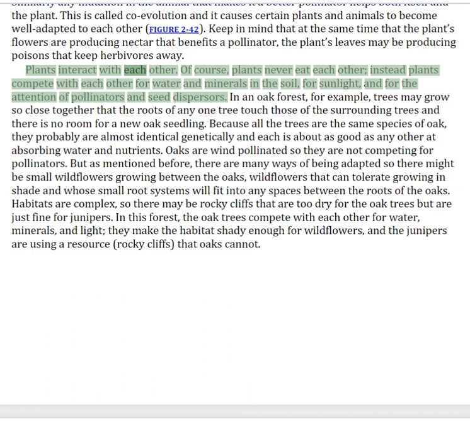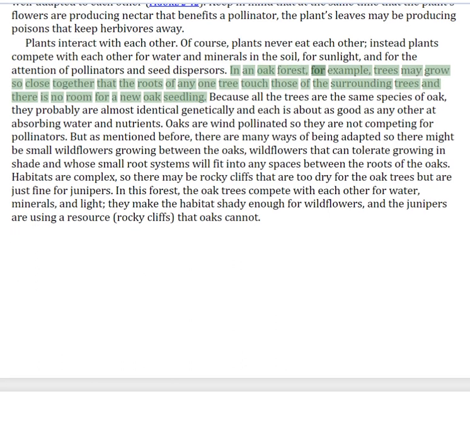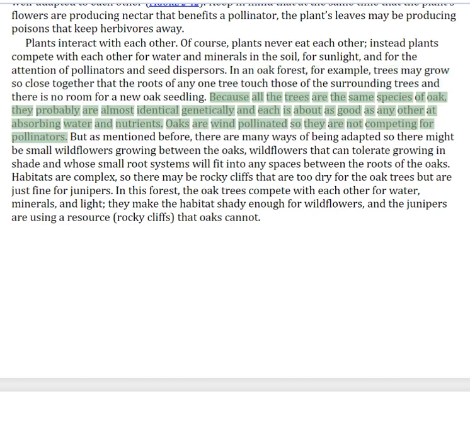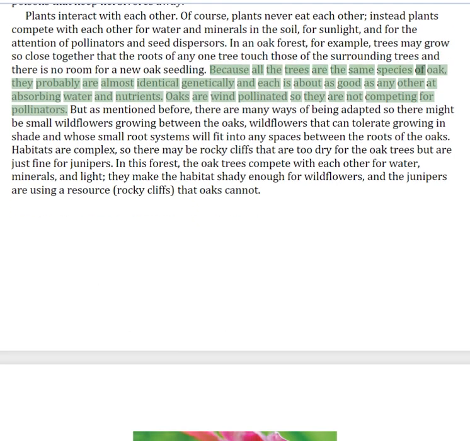Plants interact with each other. Of course, plants never eat each other. Instead, plants compete with each other for water and minerals in the soil, for sunlight, and for the attention of pollinators and seed dispersers. In an oak forest, for example, trees may grow so close together that the roots of any one tree touch those of the surrounding trees and there is no room for a new oak seedling. Because all the trees are the same species of oak, they probably are almost identical genetically and each is about as good as any other at absorbing water and nutrients.